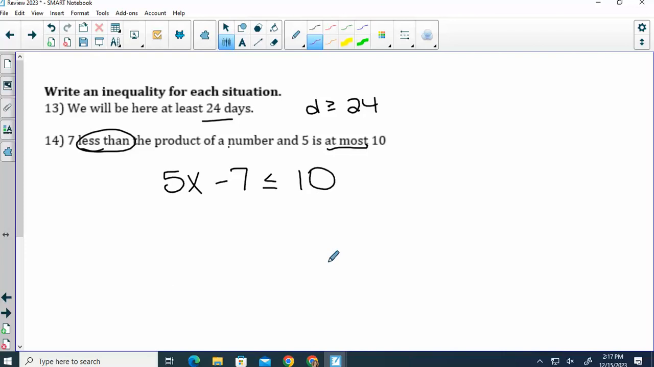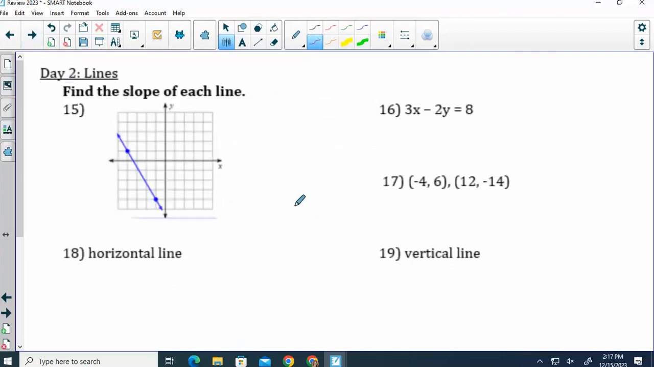All right, so that's kind of wrapping up the inequality piece from yesterday. Is that okay? Now we're going to jump back to the very first unit where we started in August, talking about lines. How do we find slope?